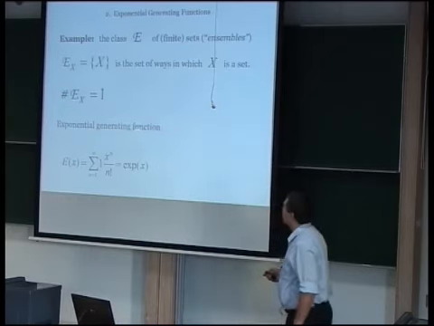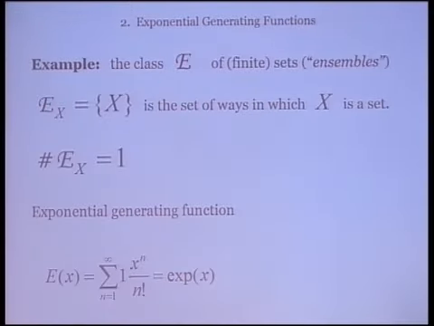Here's another class, the class E of finite sets. E stands for ensemble, which doesn't carry any of the baggage that it does in statistical mechanics. It's just French for set. There's exactly one way for the set X to be a set. So the set of ways that X can be a set is the set containing the set X, which is crazy. It's much ado about nothing, but that's what it is. So there's one way for X to be a set, and here's the exponential generating function for sets.